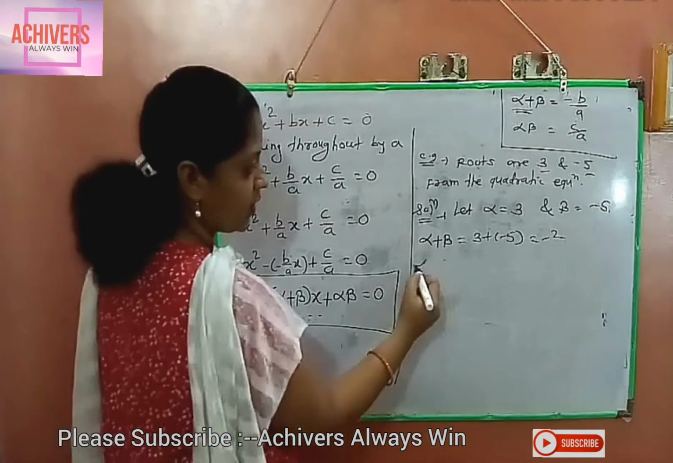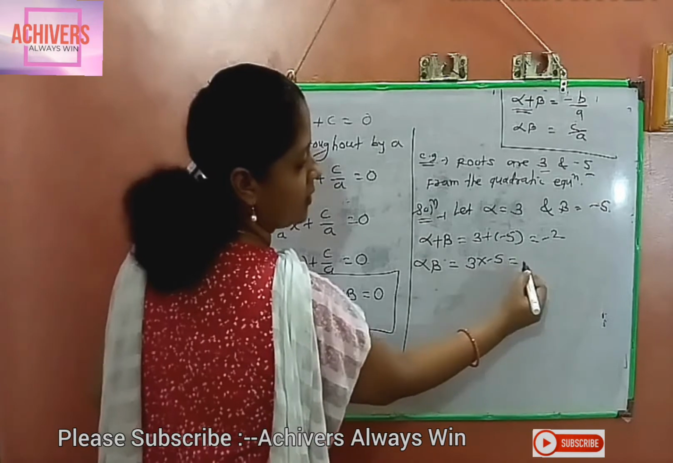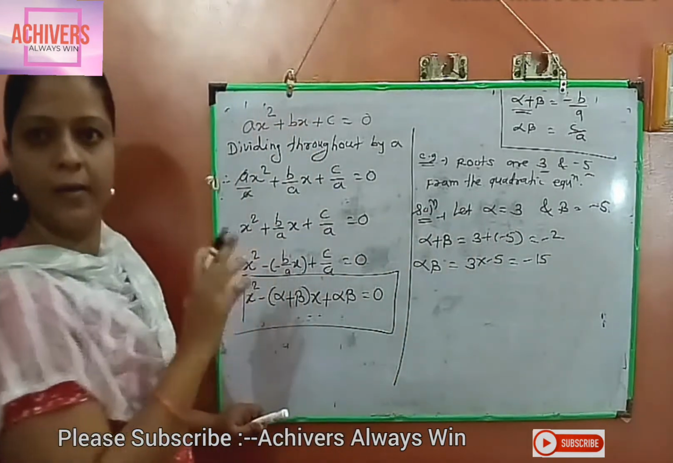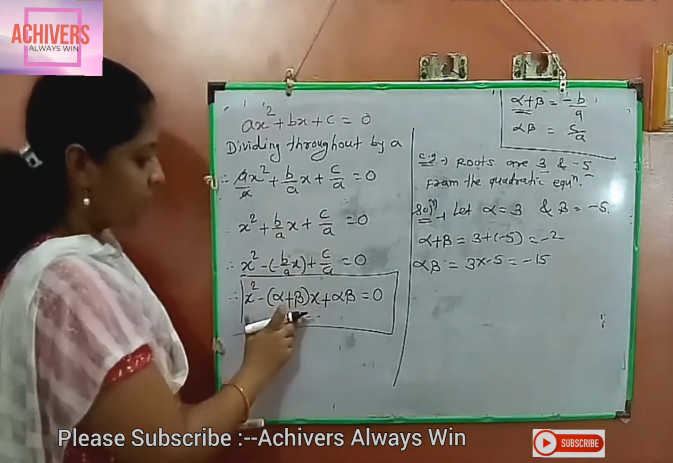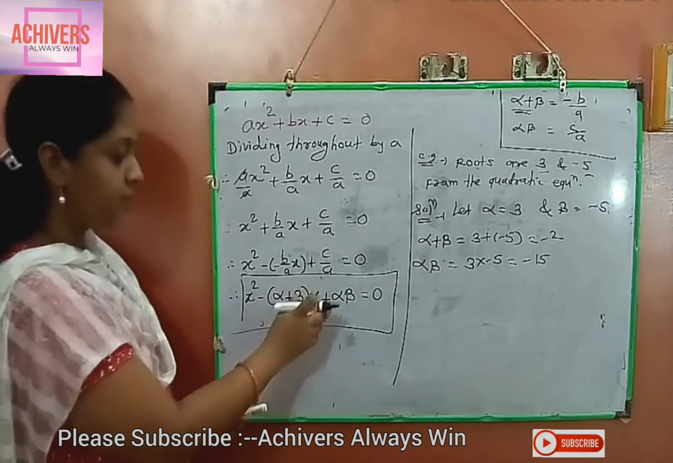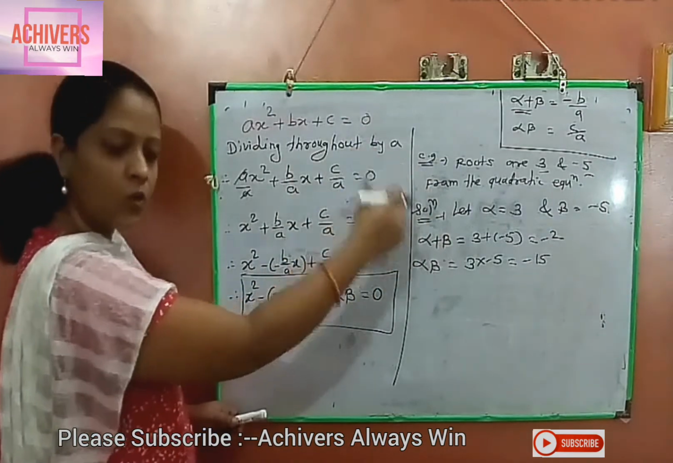Then find its product, alpha multiply beta. Alpha 3, beta minus 5. 3 fives are 15, plus minus minus. We get those two values, alpha plus beta and alpha into beta. Then the standard form of the quadratic equation is x square minus (alpha plus beta)x plus alpha into beta. We use this formula when we are given two roots.